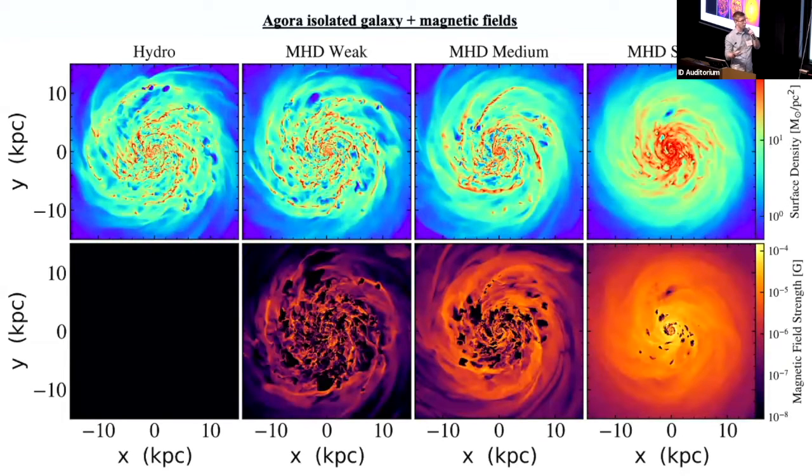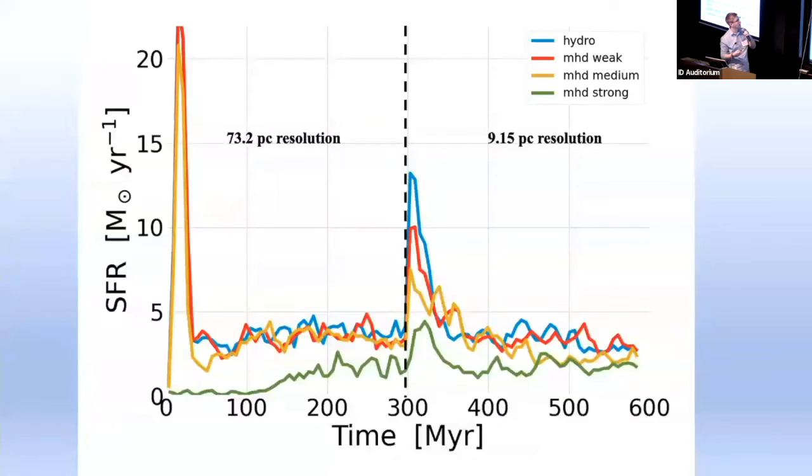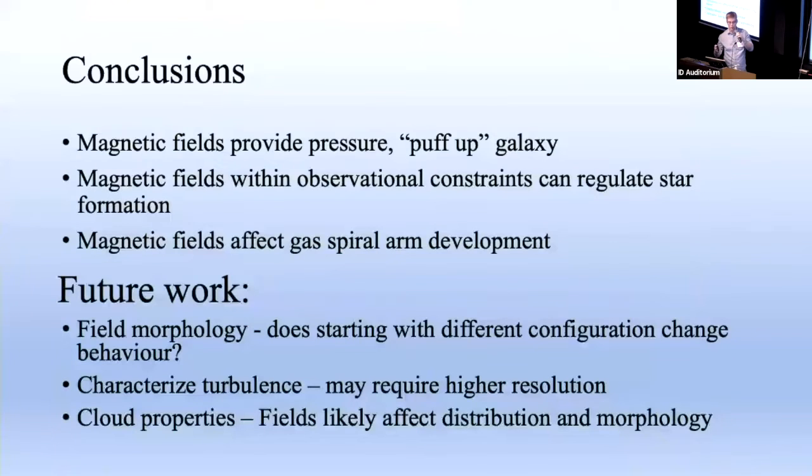So I didn't want to go much deeper than that, so I'll skip over my other slides. I'll just say, overall, the magnetic fields kind of tend to puff up the galaxies. They can lower star formation and regulate star formation. They affect the spiral arm development.